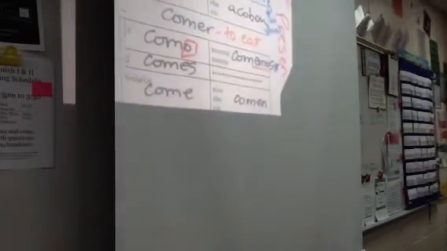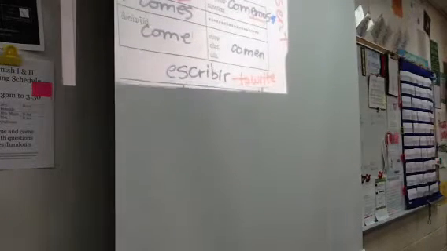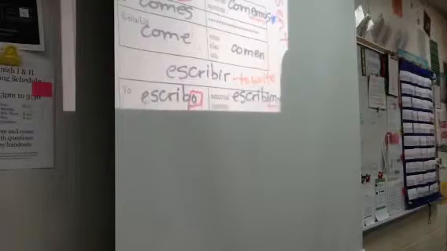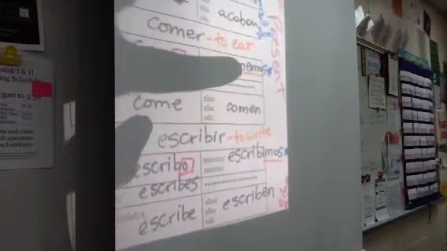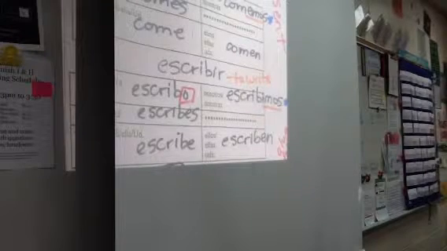Okay. All right, and escribir is to write, and yo form. Escribo, then escribes, escribe, escribimos, escriben. So you have an AR, an ER, and an IR verb. Don't forget that you have EMOS and IMOS in the present tense.